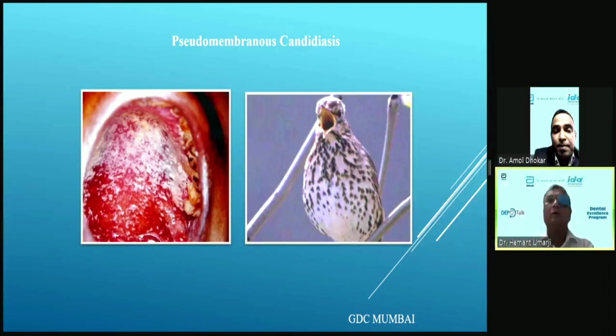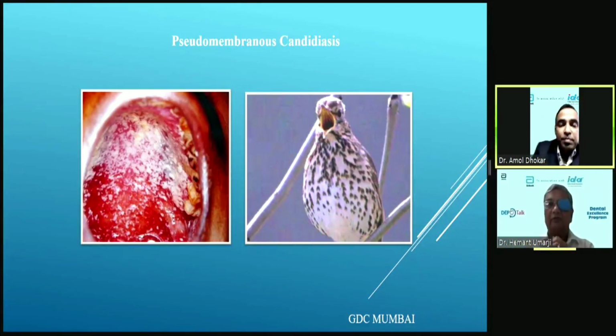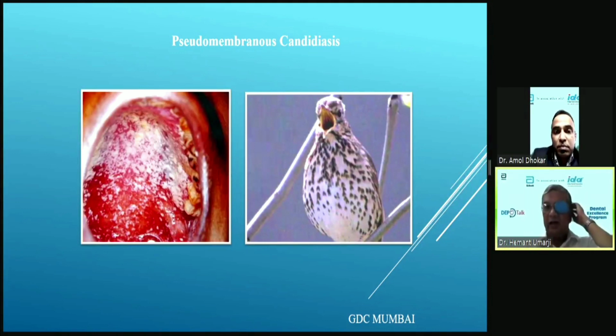Yeah, and if not healing, at least it should start improving. Nowadays everybody has a mobile camera, so they can take a photograph on the day they present, after 10 days take another photograph, and a third after 15 days. If there is improvement, then it's okay. But if there is no improvement, better not to wait. Better to refer it to the higher center. So that is the best thing.